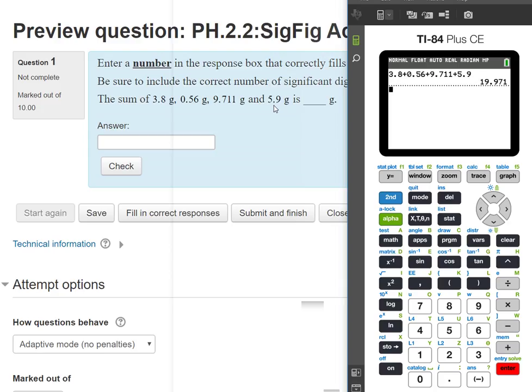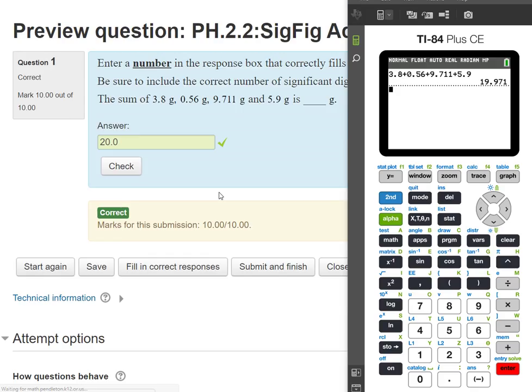So when we add these things up, this is the answer we get, but where do we have to round that? Yeah, we have to round it back to the tenths column, okay? And so what do we end up with? 20.0, right. So that should be the correct answer. 20.0, and then we're just filling in the blanks so the unit's already there, right, in Moodle. Okay, does that make sense?